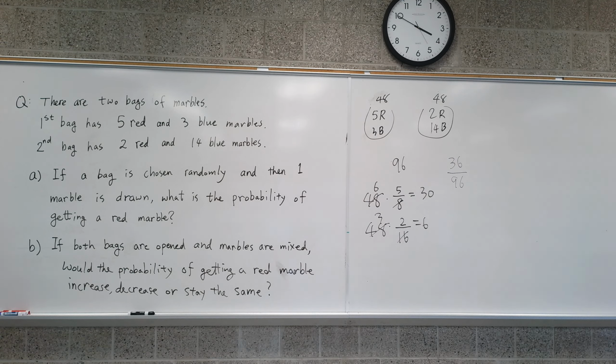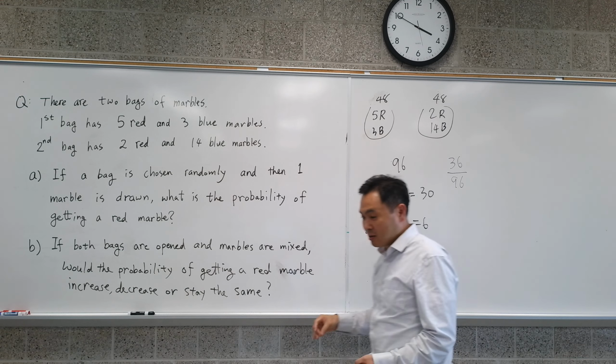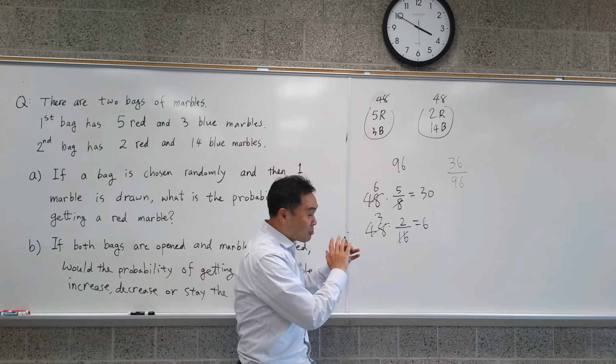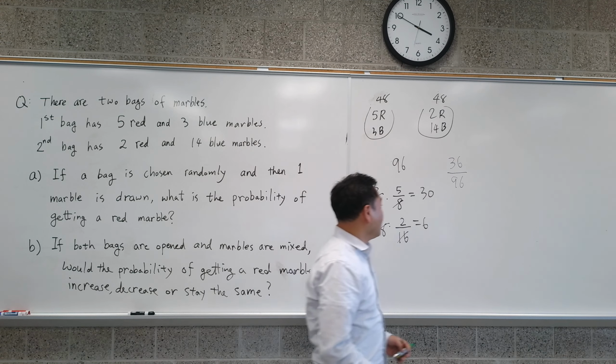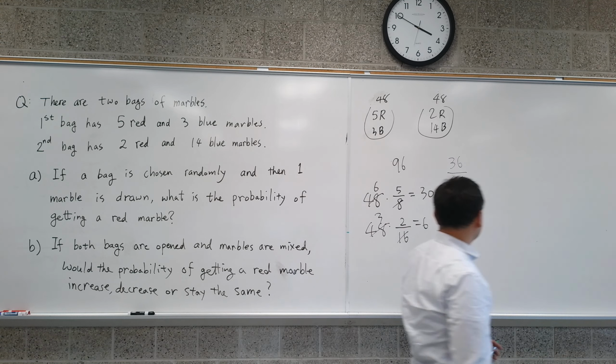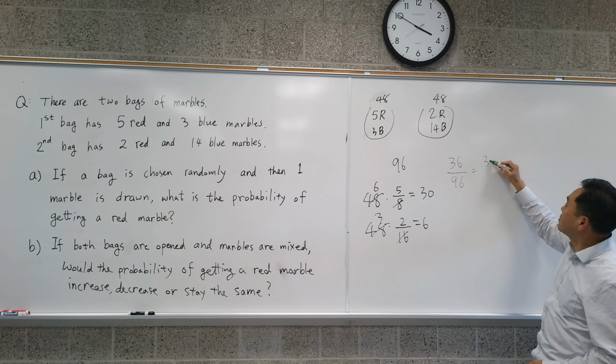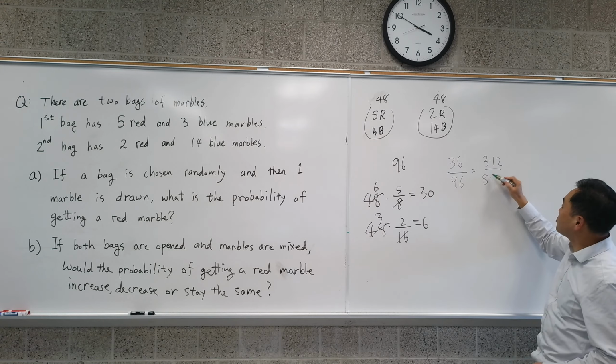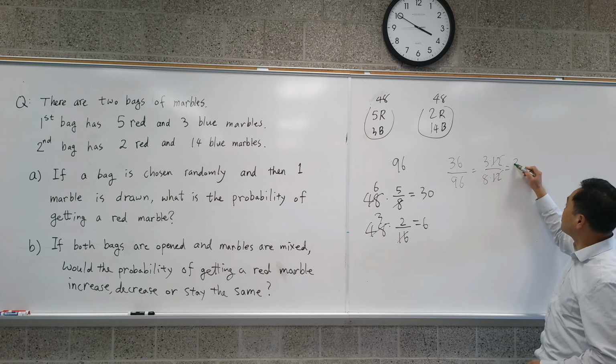This is assuming everything comes out exactly according to the probability. If you reduce this, 36 is 12 times 3, and 96 is 8 times 12, so the 12 cancels, and 3 out of 8 is the probability. All right, so the answer to the first question is 3 out of 8. Now, I will go over a different method to get the same result, but at least we know the answer is 3 out of 8.